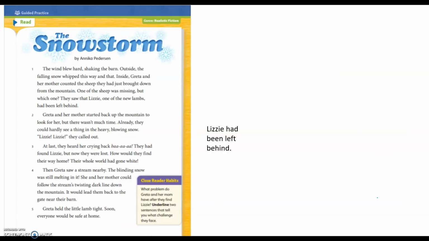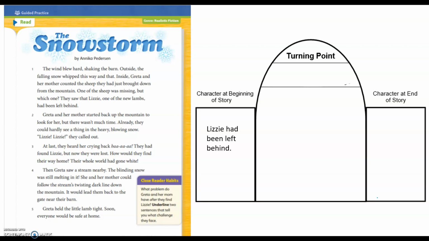Let's read The Snowstorm. The wind blew hard, shaking the barn. Outside, the falling snow whipped this way and that. Inside, Greta and her mother counted the sheep they had just brought down from the mountain. One of the sheep was missing. But which one? They saw that Lizzie, one of the new lambs, had been left behind.